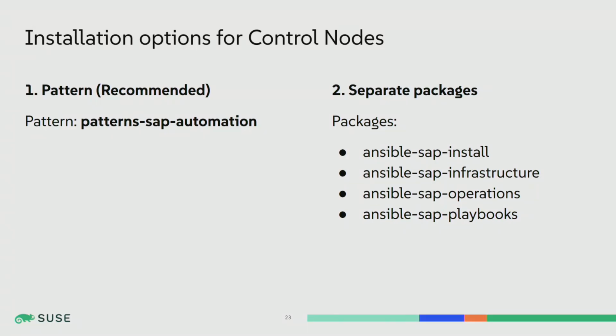So in 16, we have, of course, the pattern for SAP automation. It comes under the SLES for SAP product. It's called Patterns SAP Automation. There is some pattern discussion happening now, but the name should hopefully stay because that would make sense. If you do not like the pattern, of course, you can pick and choose what you need based on the packages that we listed before. So they are on the right side. Patterns is, of course, recommended because it contains everything.